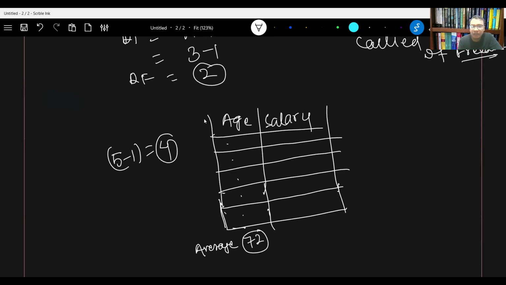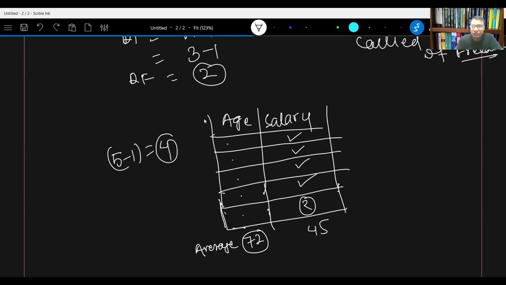And the same goes for the salary column. If we know the average salary of 45 lakhs, what is the minimum number of rows required to fill the complete salary column? Simply you say 4. 1, 2, 3, 4. And you can easily identify this. Okay, clear? So that is the concept of degree of freedom.